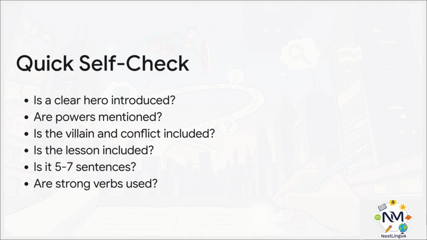All right, before you declare victory, let's do a quick self-check. Just read through your paragraph and ask yourself, is my hero symbol clear? Did I mention the powers? Is the villain and the conflict in there? Did I include the lesson? Is it about 5 to 7 sentences long? And did I use strong verbs? Seriously, a quick review like this can make a good outline a great one.